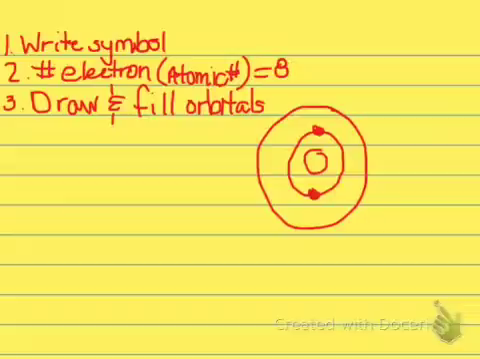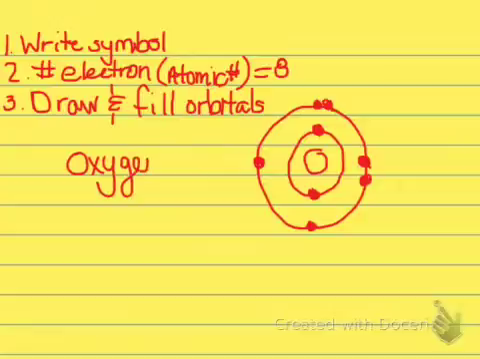The second orbital can fill 8, but I don't have to fill all those spaces because I already have 2 here. So I would end up with 6. We're going to count up from 2 to 8, and that's where we'll stop. So 3, 4, 5, 6, 7, 8. So there's my Bohr diagram. It shows that there are 8 electrons within the oxygen atom. So there is how I draw my Bohr diagram.